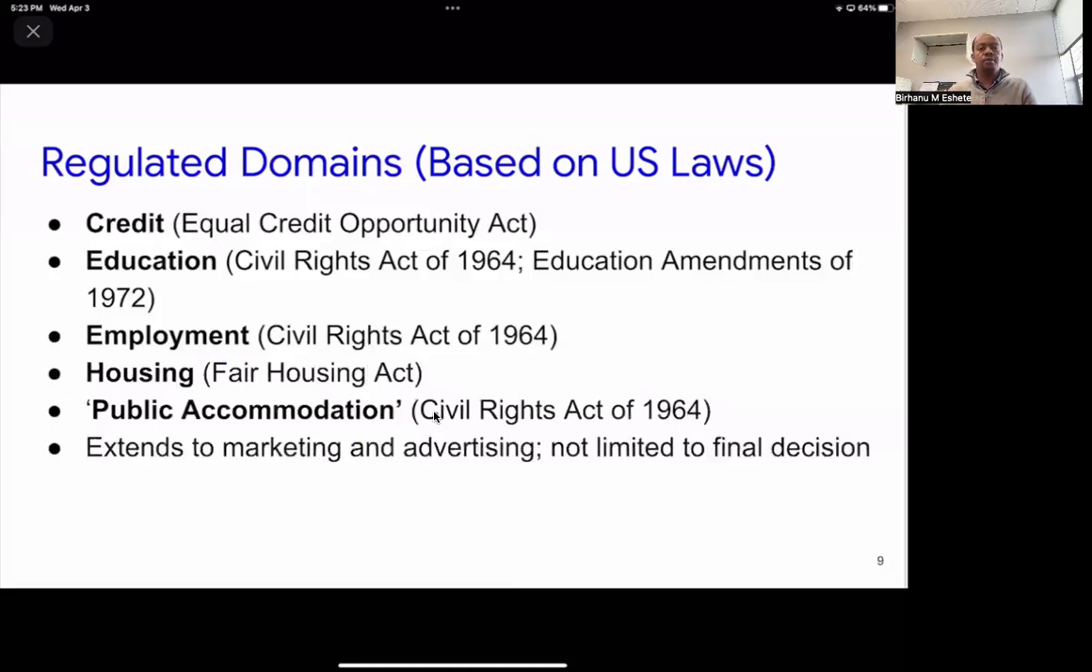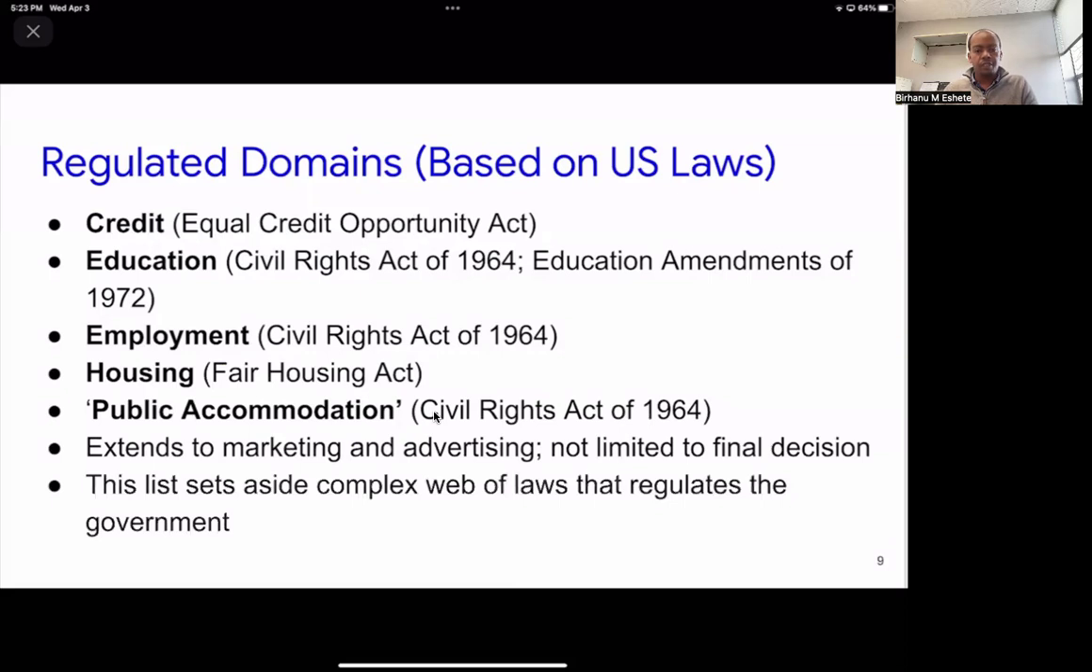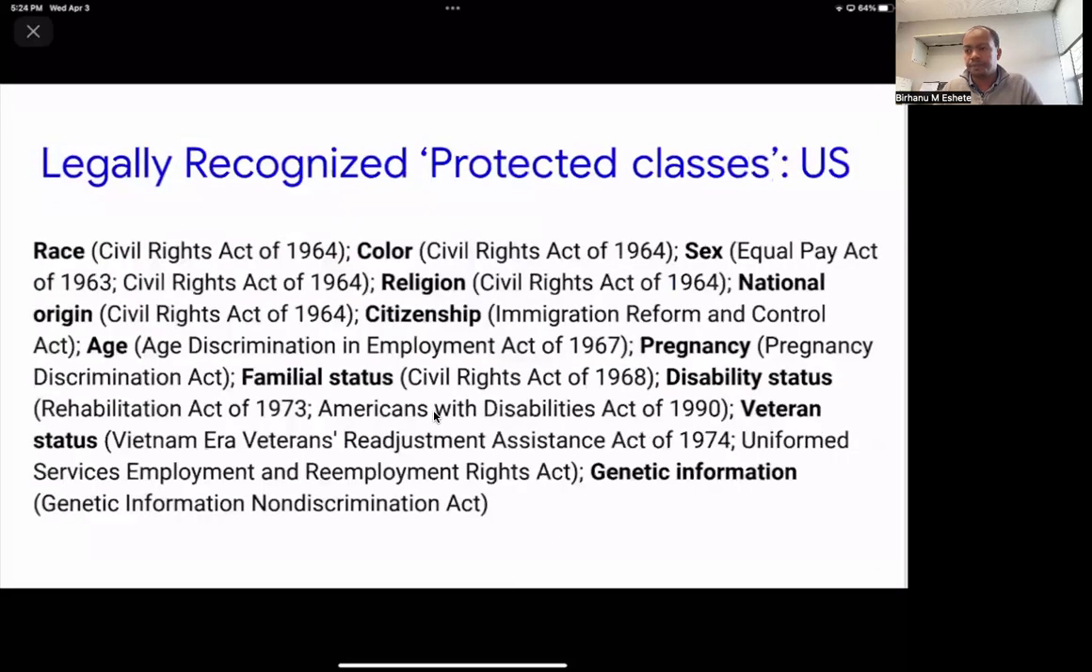And this extends to other more recent technology-driven regulations like advertising and marketing, etc. And the list obviously doesn't include the complex landscape of laws that regulate the United States government, like the three branches of the government, the federal government as a whole, and also the different states that exist within the framework of the federal government in the US.